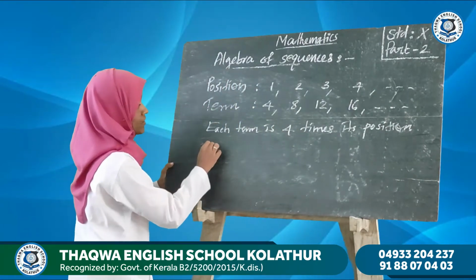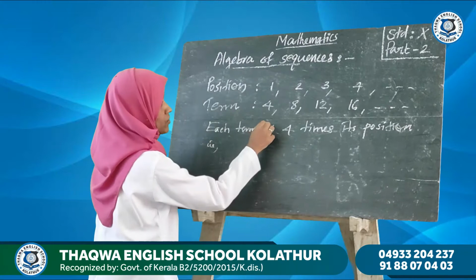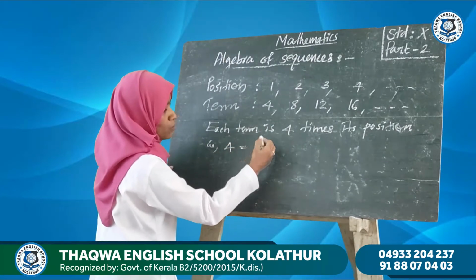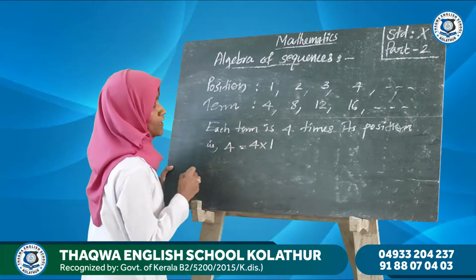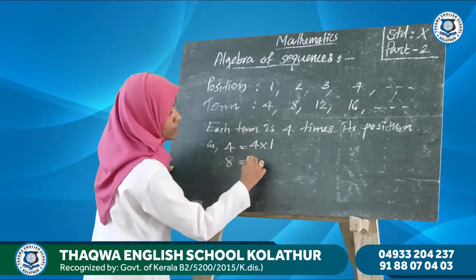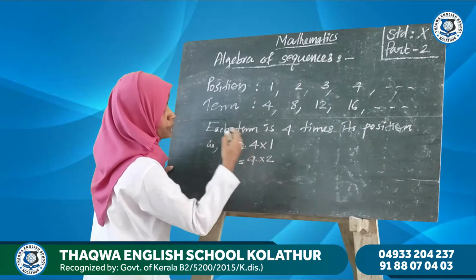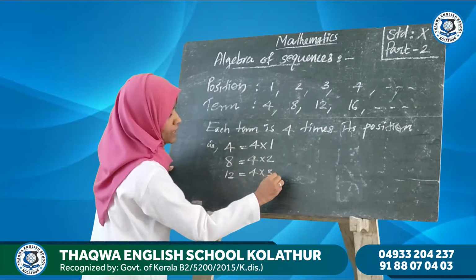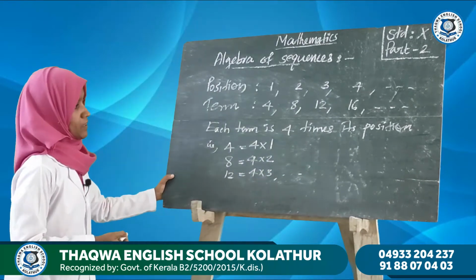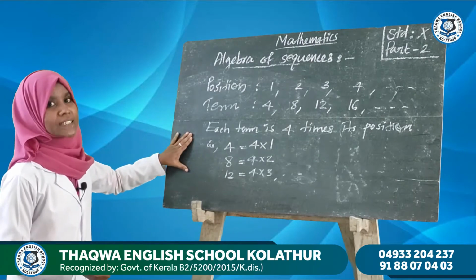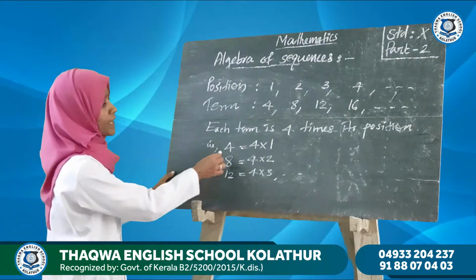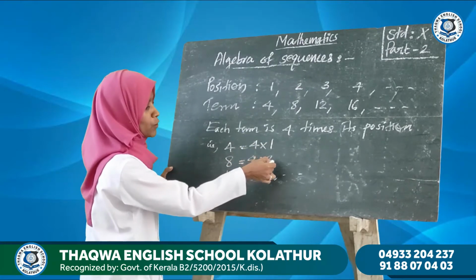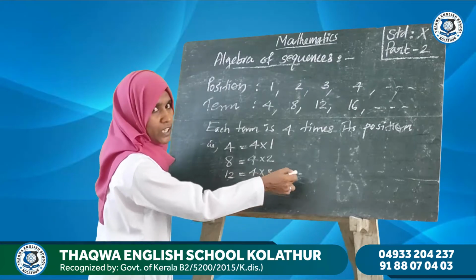Okay, that is 4 equals 4 into 1. 8 equals 4 into 2. 12 equals 4 into 3 and so on. Now, can you write the nth term of this sequence by continuing like this? First term 4 into 1, second term 4 into 2, third term 4 into 3, etc.